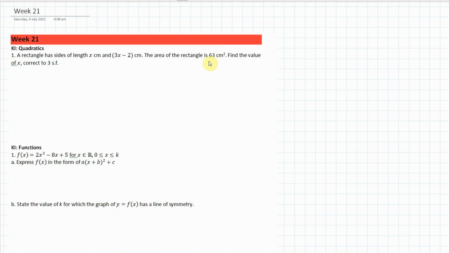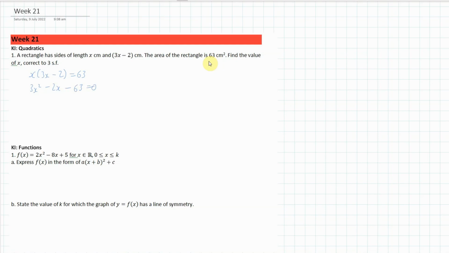First question, quadratics. We've got a rectangle, side length x and then 3x minus 2. We know the area is 63, we've got to find the value of x. So obviously we're just going to go x into 3x minus 2 is equal to 63. We'll expand the bracket so we get 3x squared minus 2x minus 63 equals 0. I've just brought that 63 across to one side.